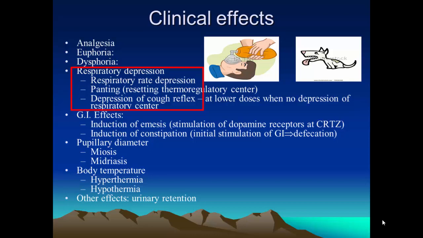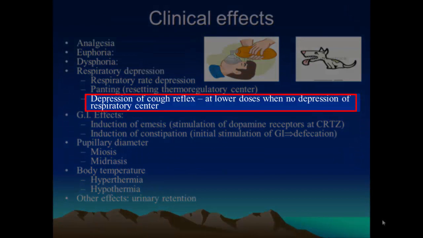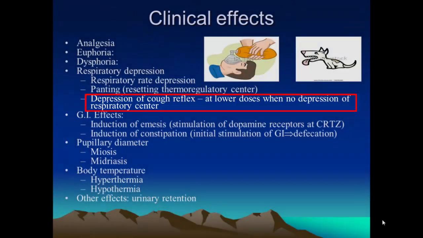And another clinical effect which may be desirable is to suppress coughing in situations, for example, like the kennel cough in dogs, which is basically a non-productive cough and may end up being harmful instead of beneficial. And there are specific opioids like butorphanol or codeine that are particularly efficient for this effect.